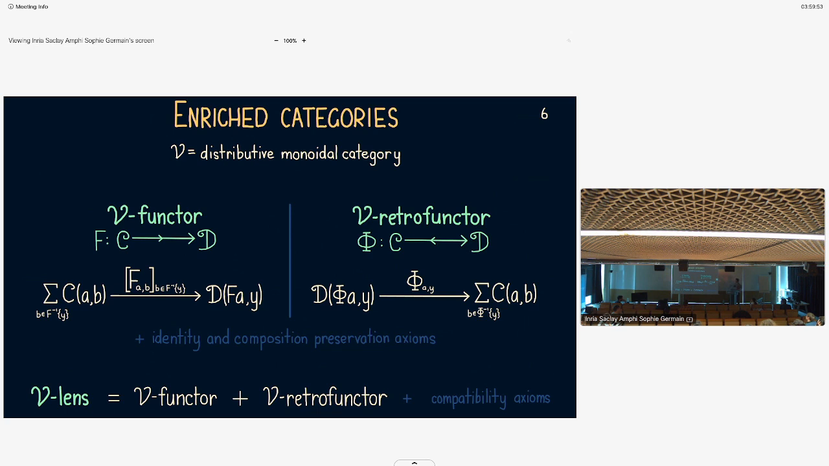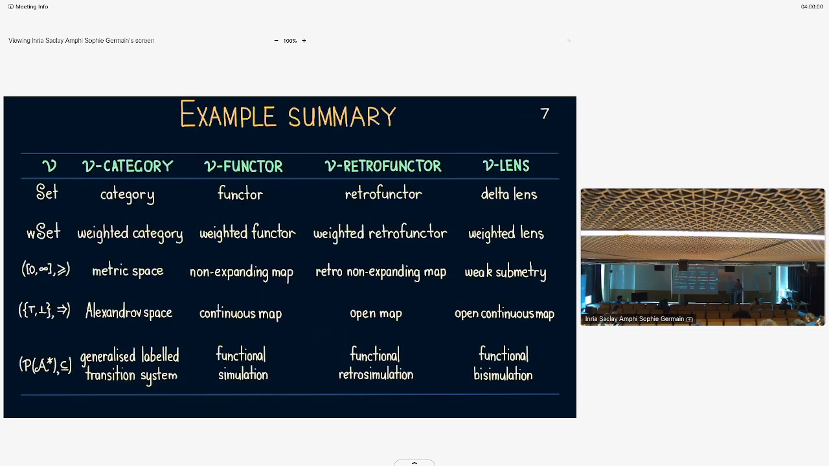And the point is, if you pick the right base of enrichment, then you can recover the examples that I showed you already. So here's a table that summarizes the examples that we saw. I guess the main point in this table is to have a look at what the bases of enrichment are that recover the notions that we saw. So obviously, for Set, we get the ordinary notions of category, functor, retrofunctor, delta lens.